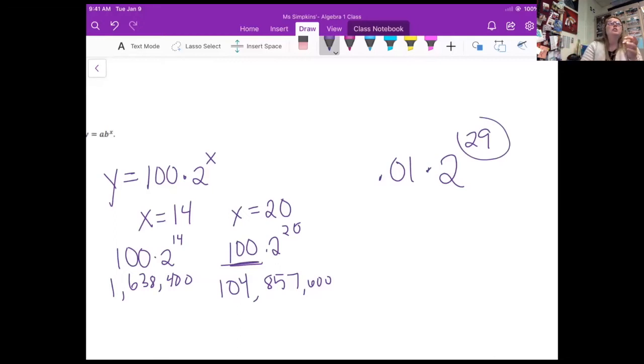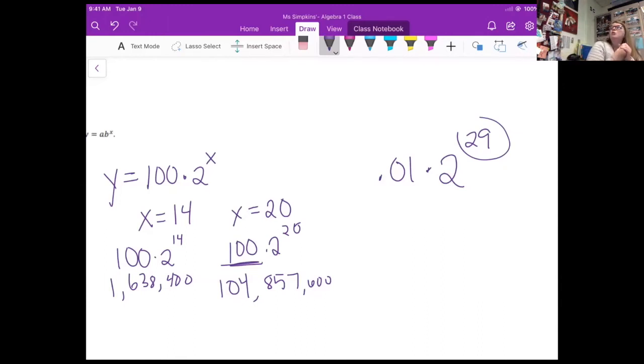So I want you to try that. 2 to the 29th power. And then multiply by 0.01. You should get the 5,368,000, blah, blah, blah, blah. So instead of sitting there having to multiply by 2 every time, you can now use this formula instead.